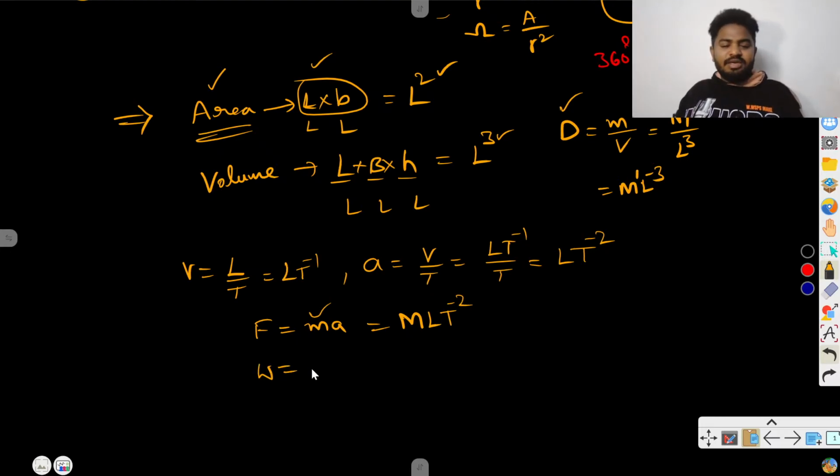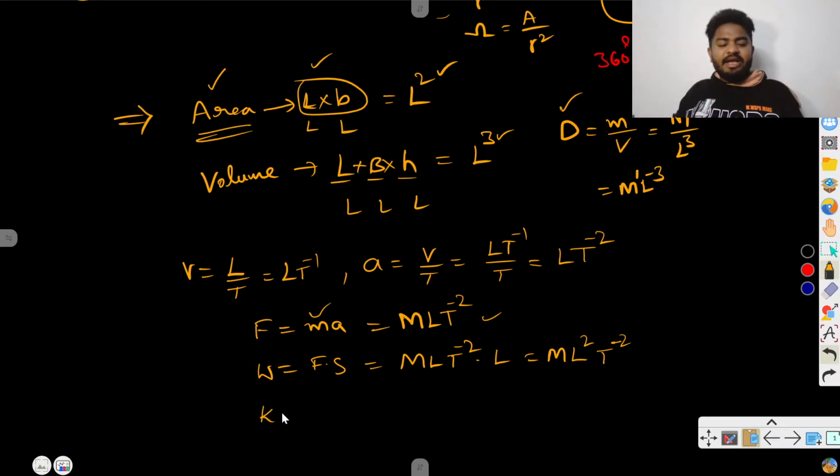And let's go with work done. The work done dimension formula is force into displacement. For force, this is the dimension formula, M L T^-2, and for displacement, L. So I can write ML^2T^-2. This is the formula for work done.